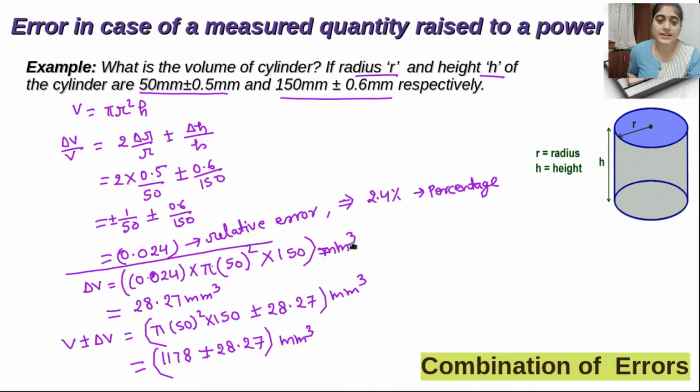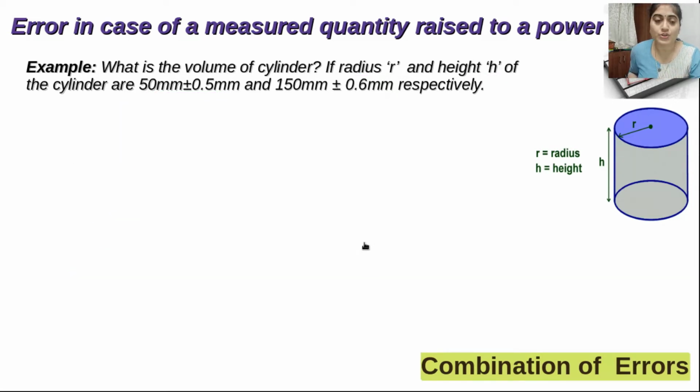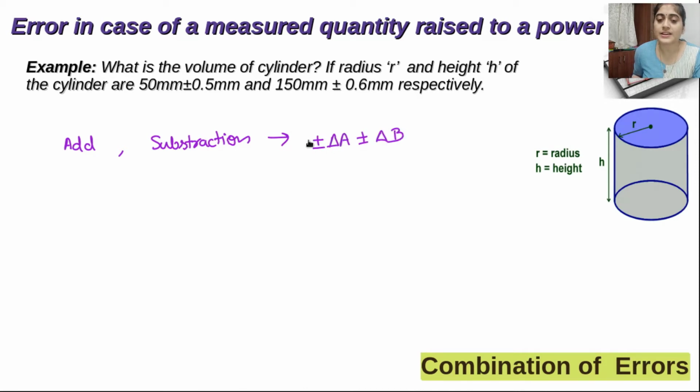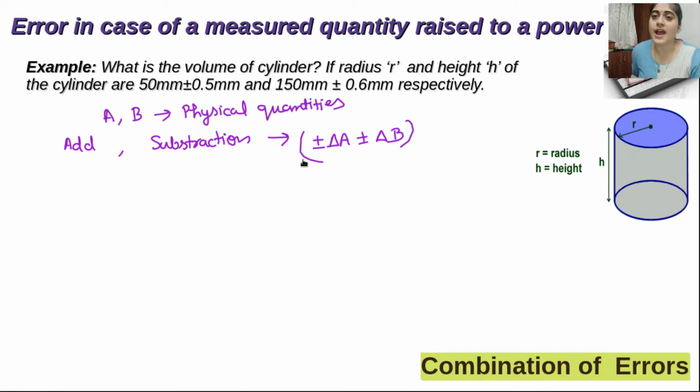So okay, here I have shown you some examples. Again I want to revise it. For addition and subtraction of two physical quantities, you simply have to add the absolute errors. Simply add delta A plus minus delta B, if you have two physical quantities A and B. So simply you add in both cases, whether it is addition or subtraction.